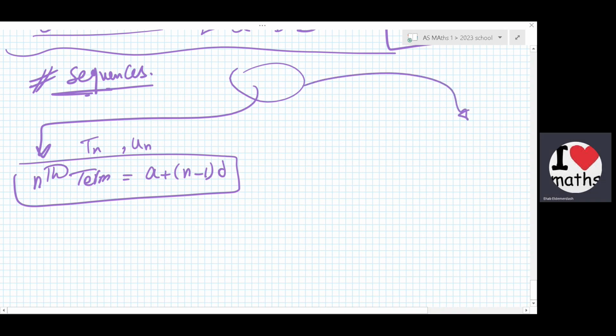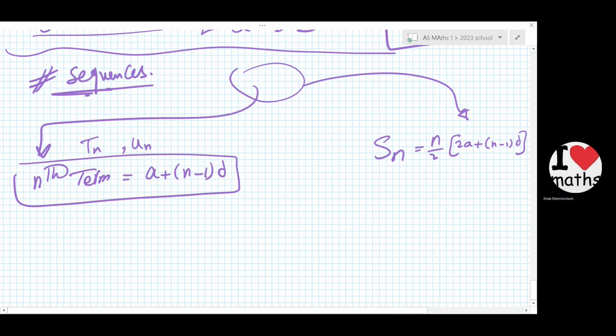And the next rule is the sum of nth terms. Do you remember how to get the sum of n terms? It's n over 2 into 2a plus n minus 1 into d. Or the other rule is n over 2 into a plus l, given that the last term is a plus n minus 1 into d.